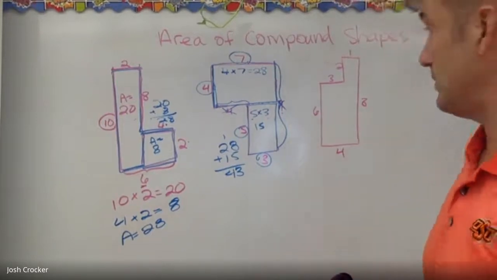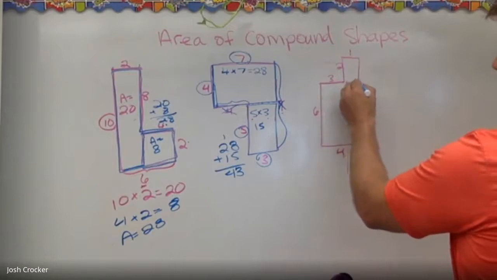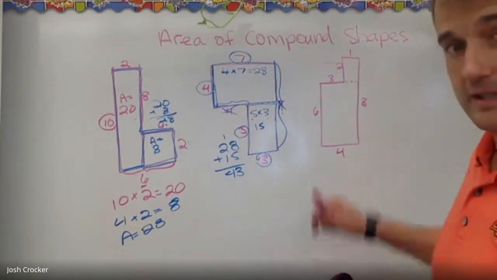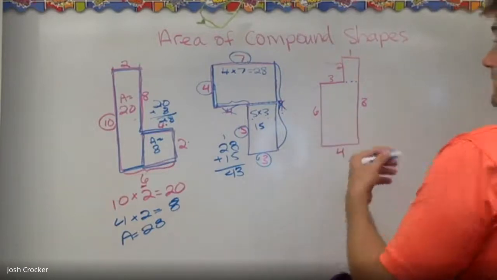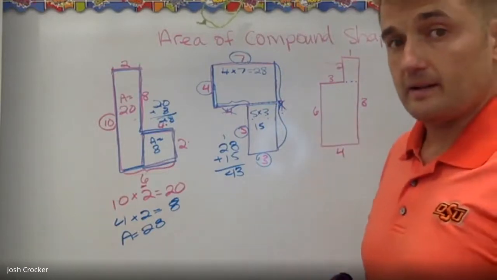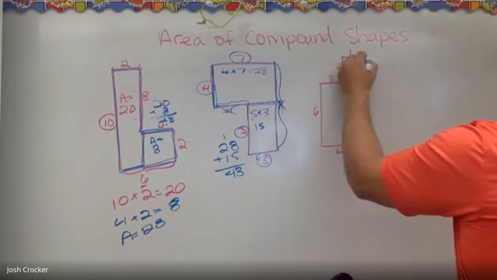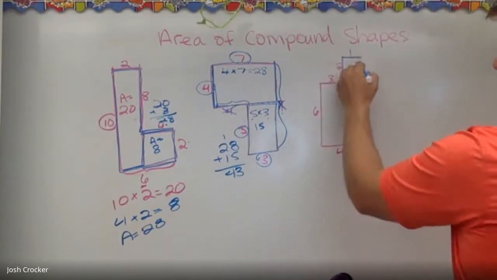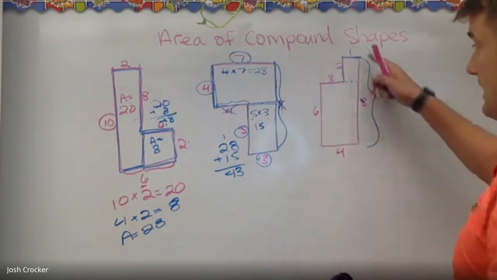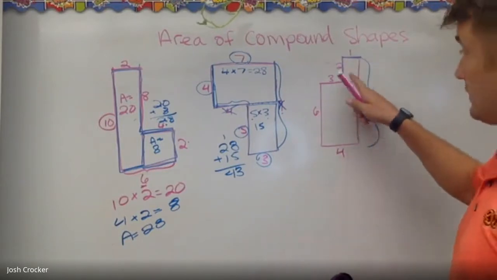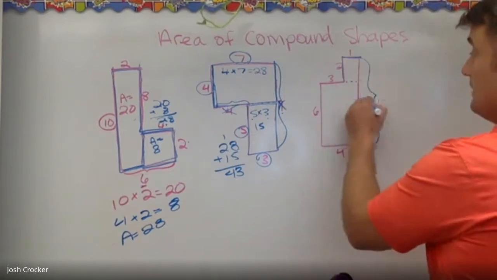Okay, last example. Here's another compound shape. I'm going to cut it like that, just cutting that little panhandle off. I have to decide which numbers I want to look at. I've got a 2, a 1, and this 8. The 8 talks about this side here, and this side belongs to both my little rectangle and my big rectangle. I don't want that.